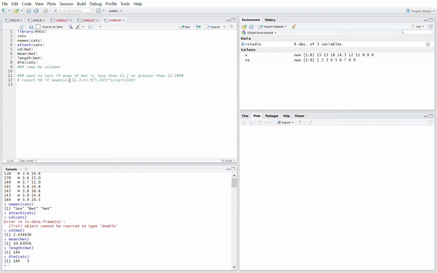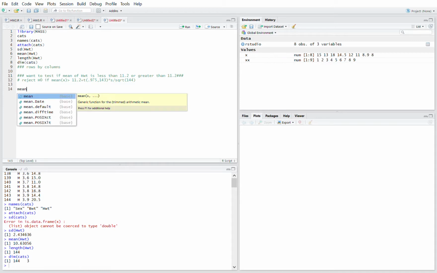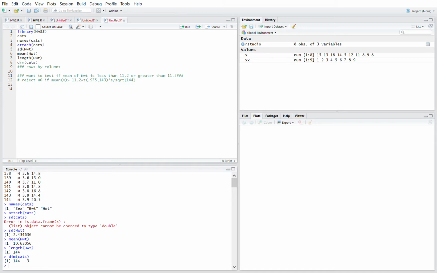So basically, what am I going to have here? The test is going to be, I'm going to look at X bar, so I'm going to get the mean of X. Well, I know what the mean of X is. What did I say it was? It's 10.63. So the only thing I need to do is compute this value over here.